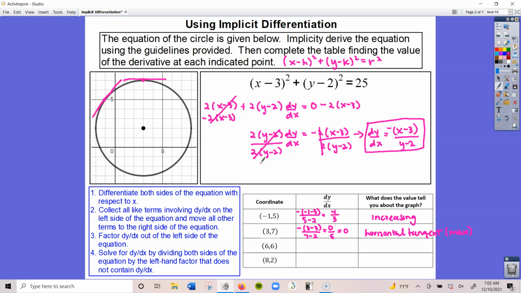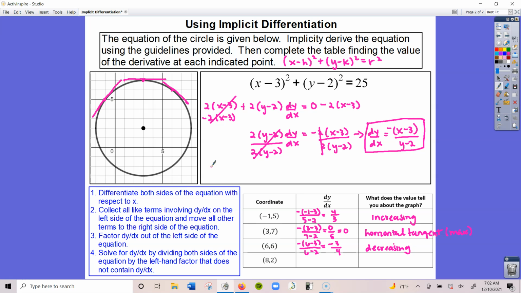Now let's try (6, 6). If I plug in 6 into my derivative, I get -(6 - 3)/(6 - 2). 6 minus 3 is 3, and then negative over 6 minus 2, which is 4. Because this is a negative derivative, that means that my graph should be decreasing. So I'm going to come here and check out that coordinate. So here's (6, 6), and you can see that it is decreasing.